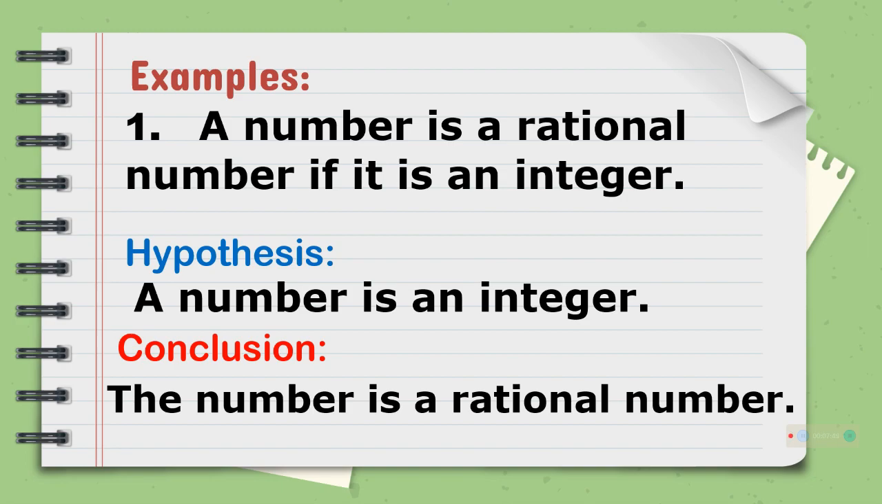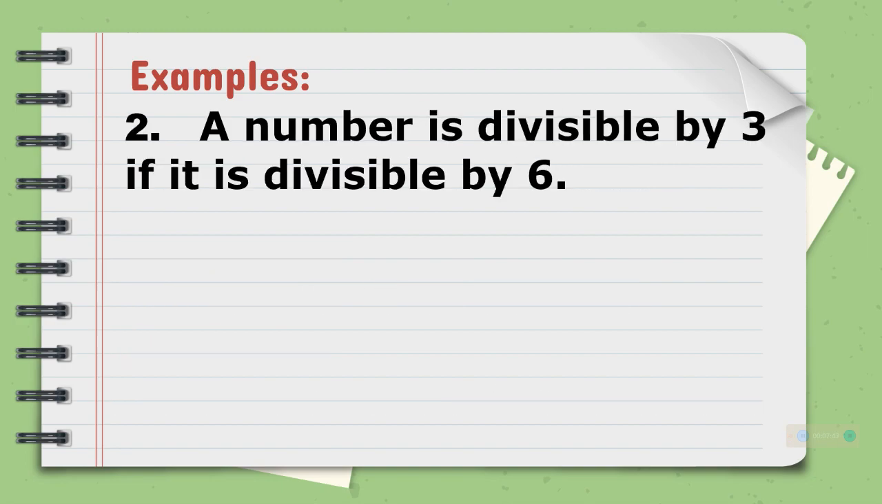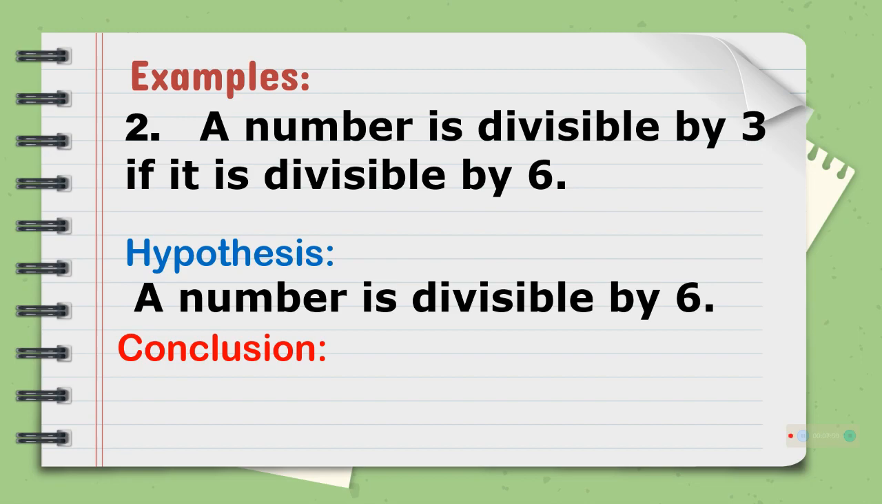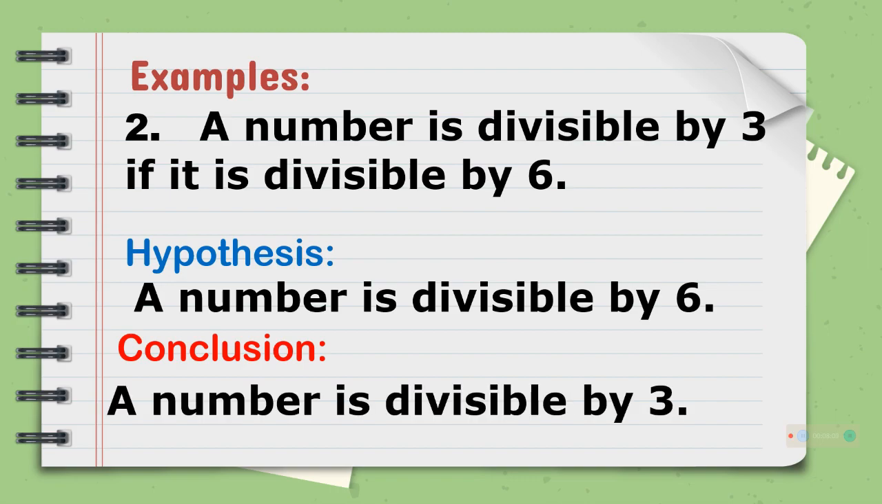Okay, question? Okay, next, number 2. A number is divisible by 3 if it is divisible by 6. What will be our hypothesis here? That's correct. We have, a number is divisible by 6. How about the conclusion? That's correct. We have, a number is divisible by 3. Okay, any question?